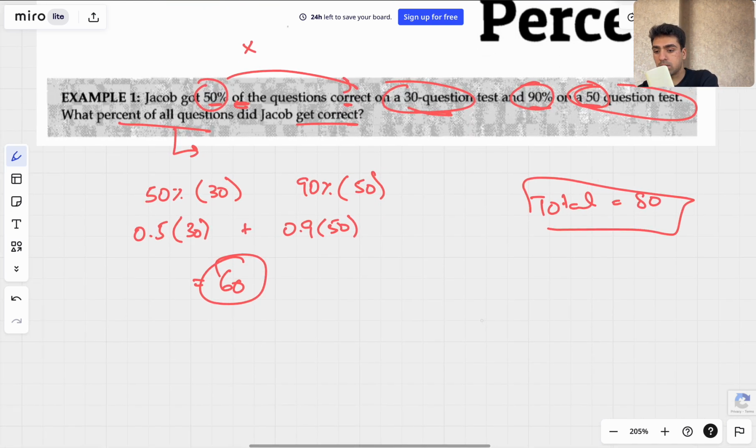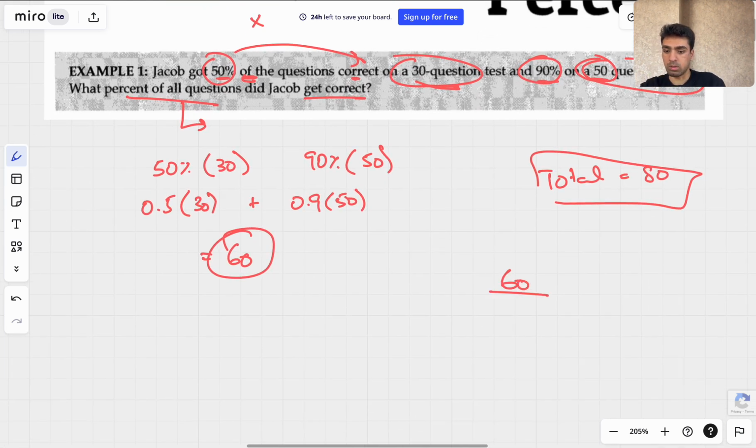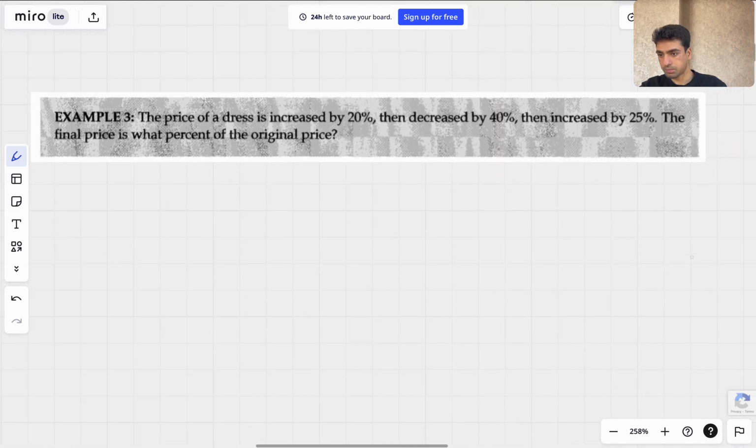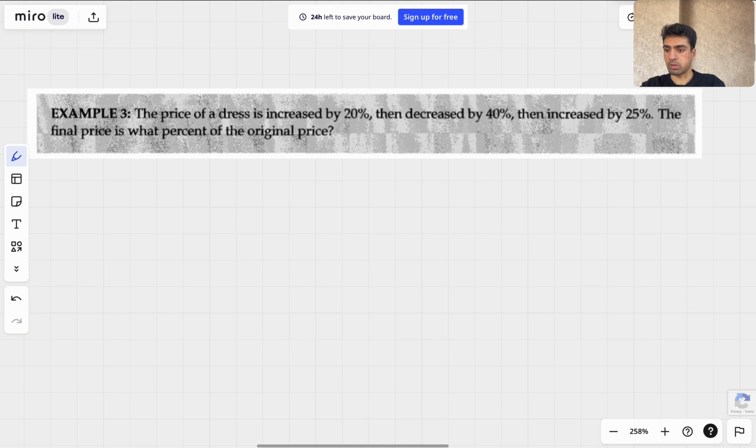So to find the fraction, it'll be 60 over 80. And then if you find the percent of that, it's going to be 0.75, which can be written as 75%. So 75% of questions were correct. That's example 1. Example 3, it says the price of a dress is increased by 20%.